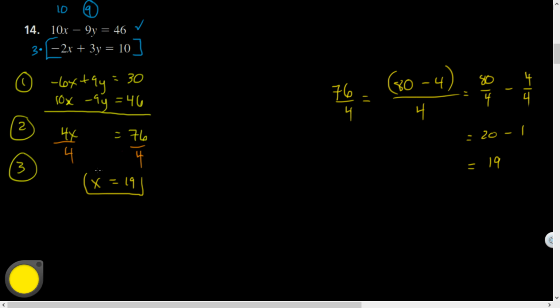Yeah, I would not have known that 76 divided by 4 was 19. Not on my list. Not in my data banks. It's not in my random access memory. So, that is only half of our answer.